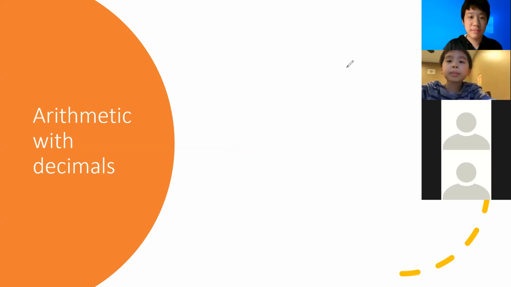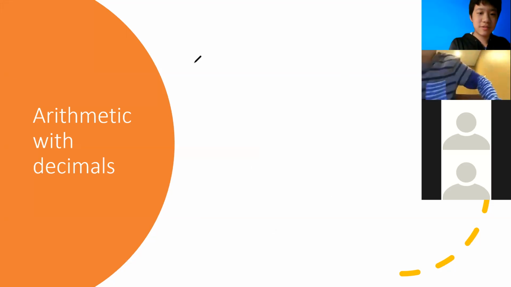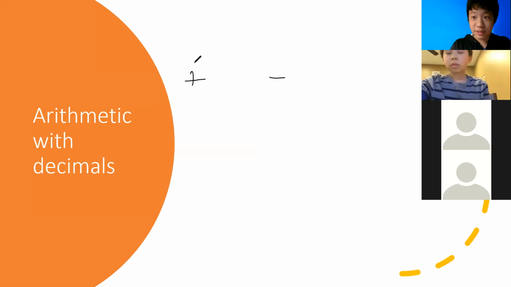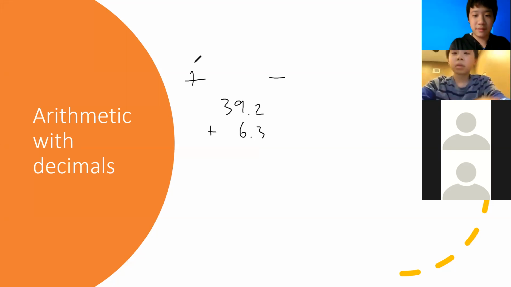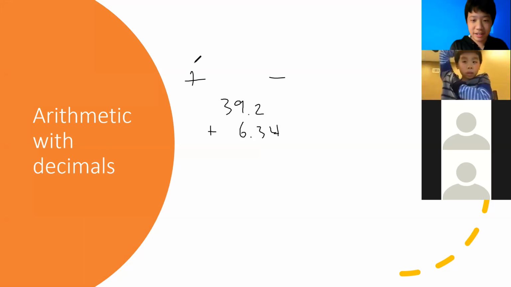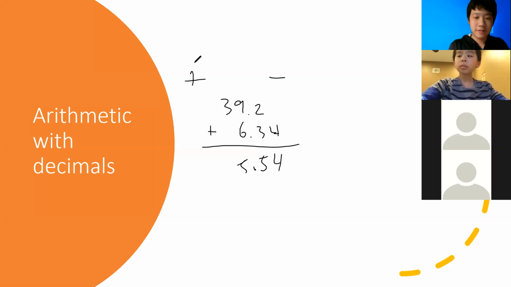So we're going to go on with arithmetic with decimals. So what is arithmetic? Well, we're going to first look at addition and subtraction. And this is actually pretty easy, as long as we line up the decimals. For example, if we had 39.2 again, and we wanted to add 6.34, we just need to line the places up, and we add them. Nothing too complicated here. And we just have the decimal down below. So if I were to do this, I would have 4, 5, 15, 4.